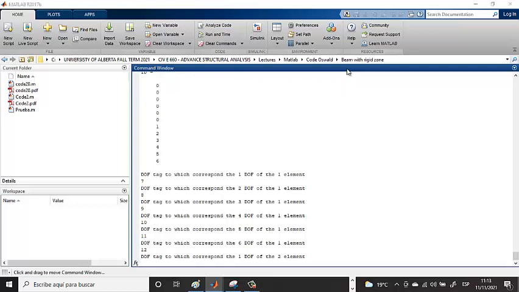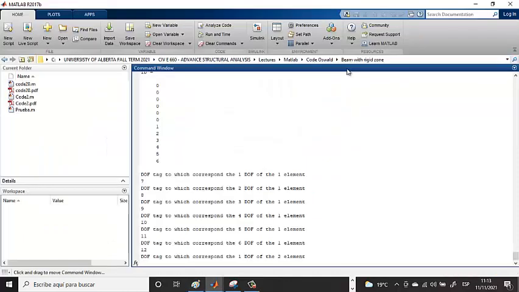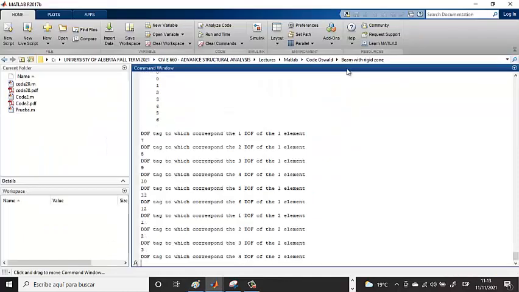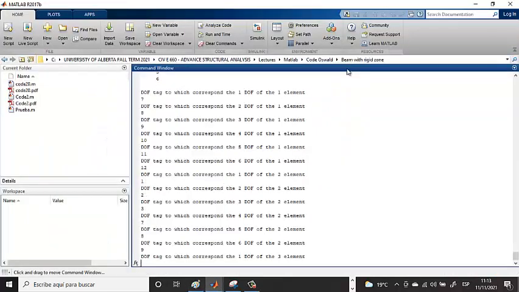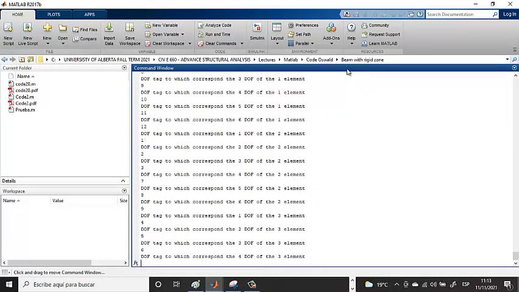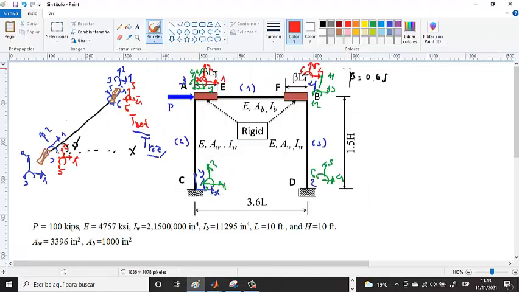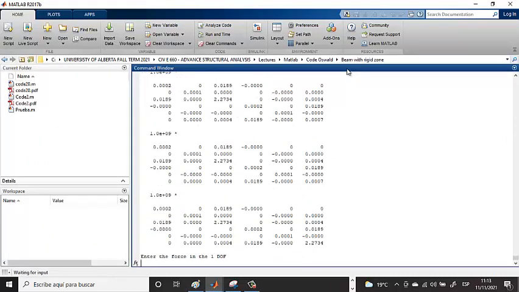And for the second element, which is a column, as we can see, the first degree of freedom corresponds to the first degree of freedom tag. 1, 2, 3. At the end, we have 7th, 8th, 9th, right? And for the third element, we have 4, 5, 6, and 10, 11, and 12, right? 10, 11, and 12 degree of freedom tags, which correspond to the degrees of freedom of each element.